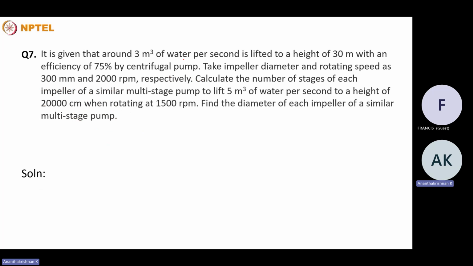So we can move to the next problem. It's a numerical problem. It's given that around 3 meter cube of water per second is lifted to a height of 30 meter with an efficiency of 75% by a centrifugal pump. Take impeller diameter and rotating speed as 300 mm and 2000 rpm respectively. Calculate the number of stages of each impeller of a similar multi-stage pump to lift 5 meter cube of water per second to a height of 20,000 centimeter when rotating at 1,500 rpm. Find the diameter of each impeller of a similar multi-stage pump.